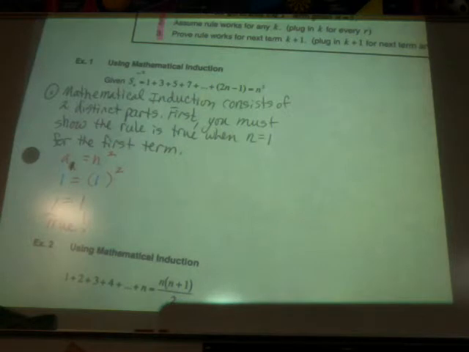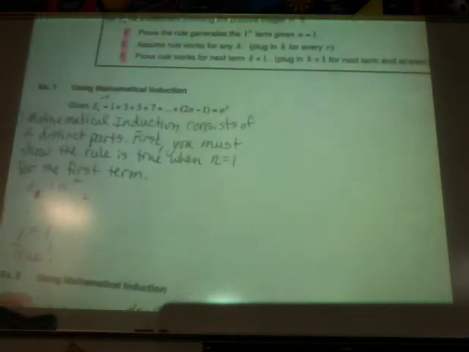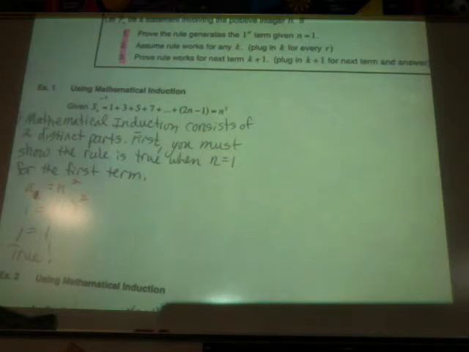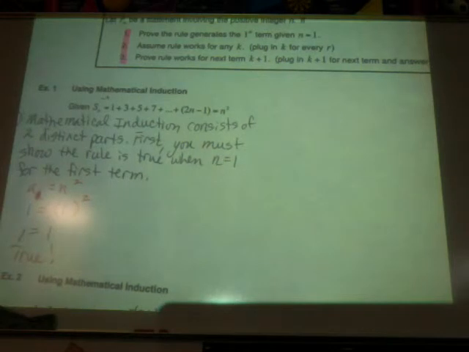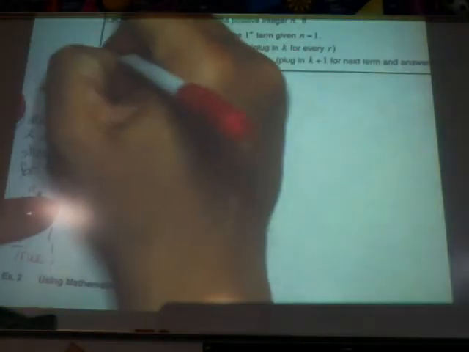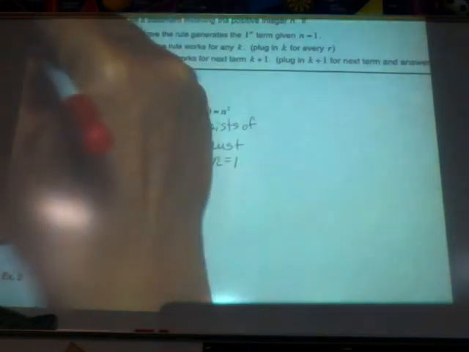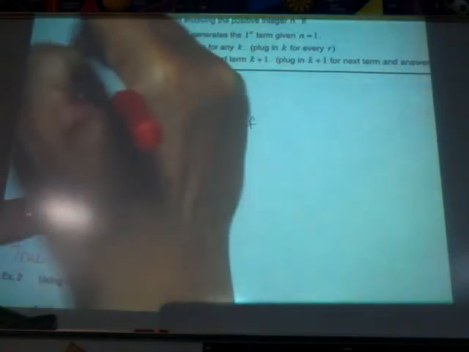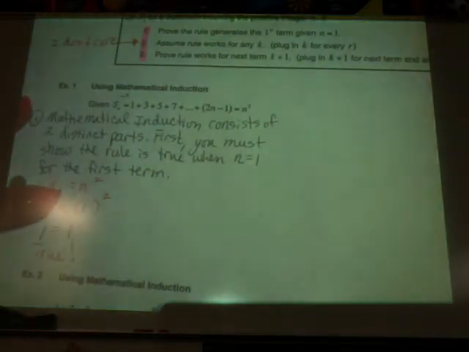Then the second part, look at what the second thing says up here. It says, assume the rule works for any k. And you're like, where did k come from? Do you see a k in the original problem here at all? I see n's. Well, what your book does is they swap out n's for k's. Is there really any reason to do that other than to confuse you? So I choose not to do that. So you can write that in here, but I don't see a valuable reason for it, so I don't do it. I don't care if you do this step or not.